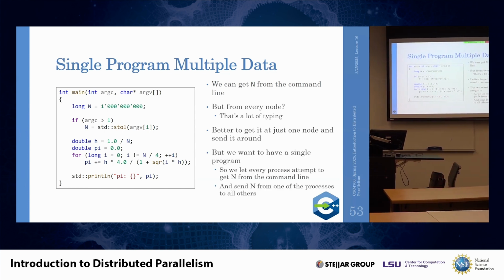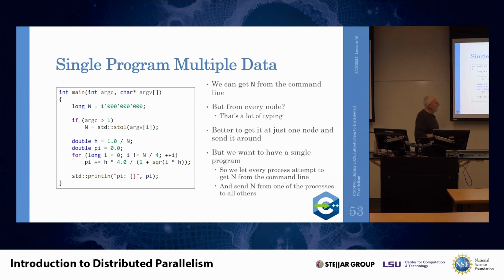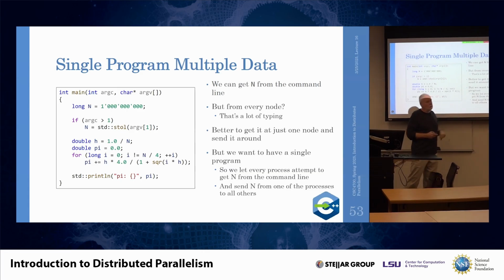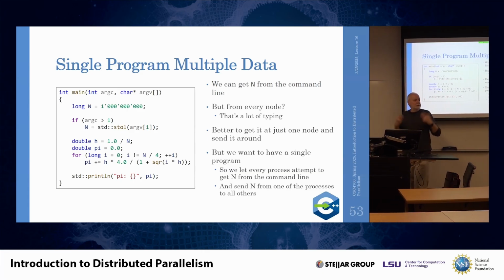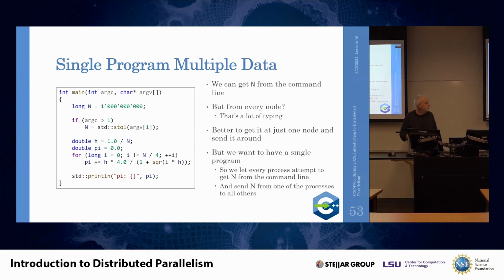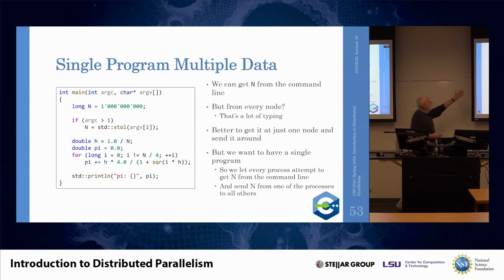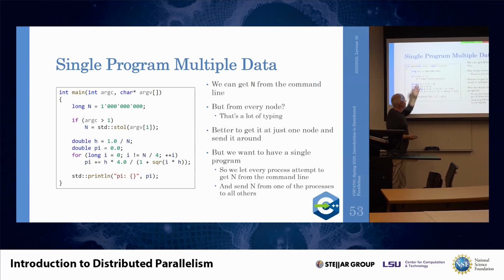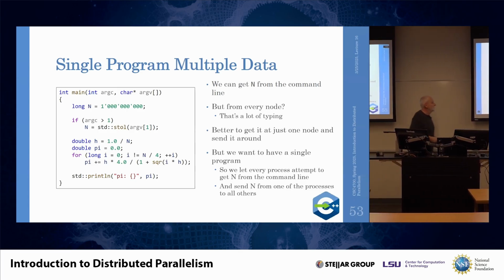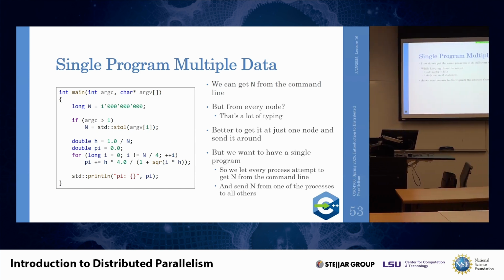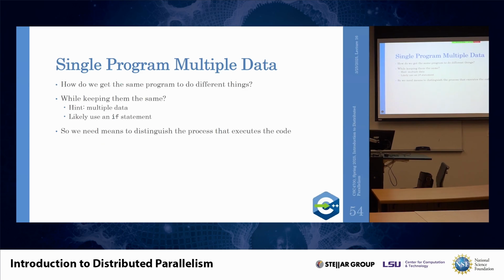And since we want to have a single program, we have to let every process attempt to get n from the command line. And if it's there, it uses it. If not, then it receives n from another process. That's why I'm just checking whether there's something on the command line, right? If argc is larger than 1, then actually try to get n from the command line. Otherwise, don't do that. But that still doesn't solve our issue with begin and end. So how do we do that?